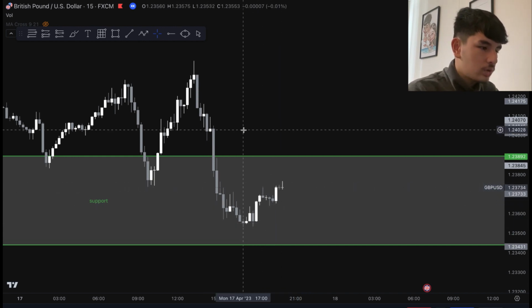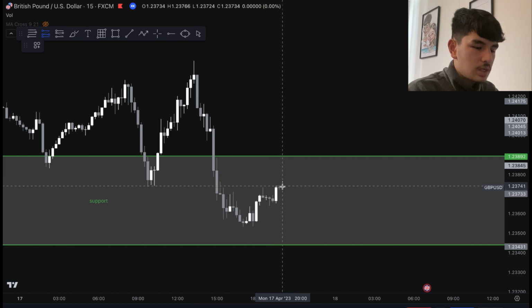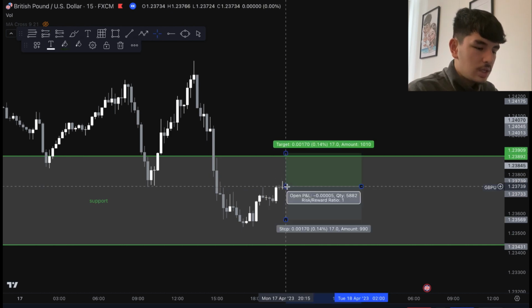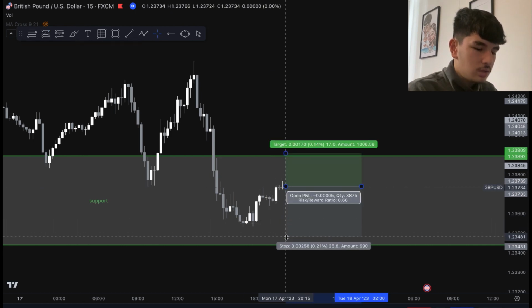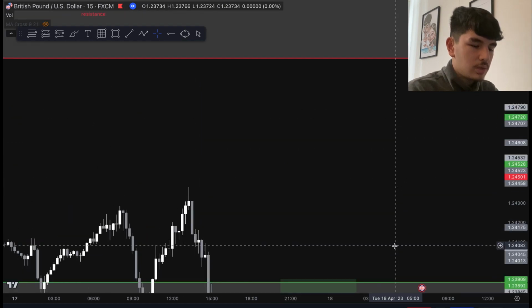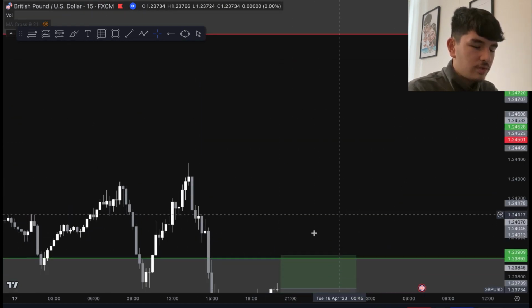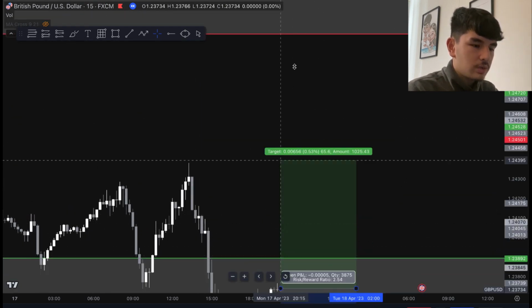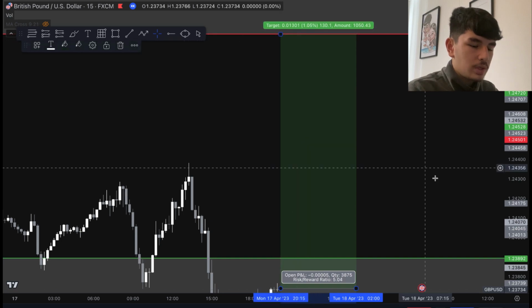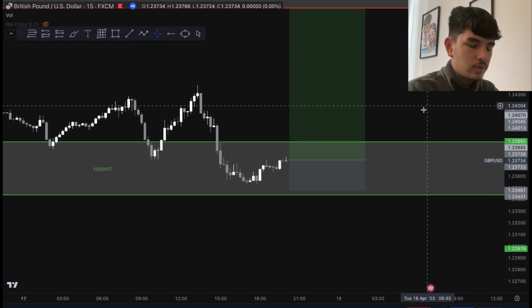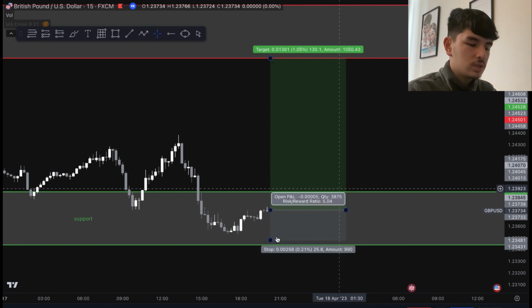So already I see one confirmation, two confirmations, and then three confirmations. So I would already be looking at placing a trade. So say that I entered here, setting my stop loss below, 25 pip stop loss, and then setting my take profit at the next key level, which would be the resistance level, which is up here. Let's see how that trade plays out with a risk to reward ratio of 1 to 5.